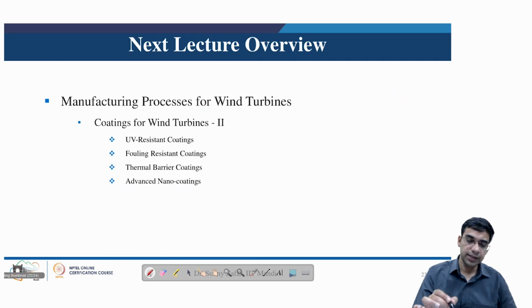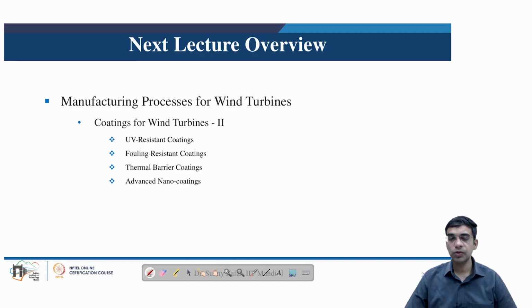So in the next lesson, we will look at the other types of coatings used in the wind turbine blades, like ultraviolet resistance, fouling resistant, thermal barrier, and the advanced nano coating.